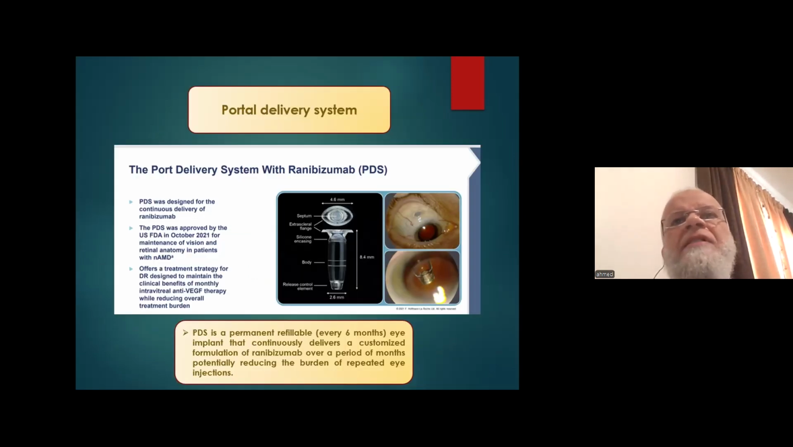This is the port delivery system which is implanted into the eye. This is the appearance inside the eye, and it is a refillable implant. It can work for months before being refilled once more in an office-based clinic.